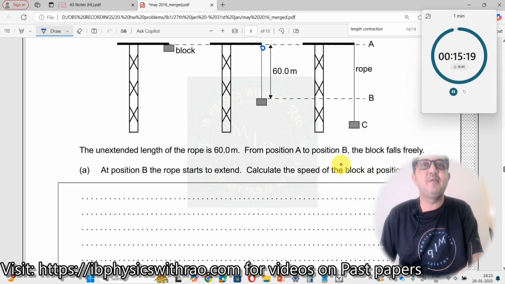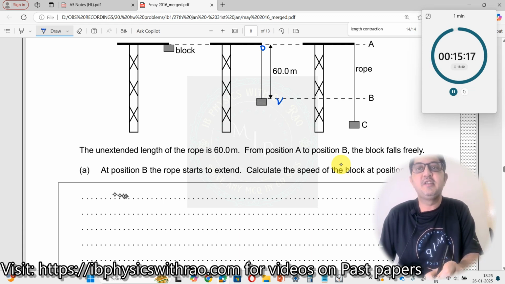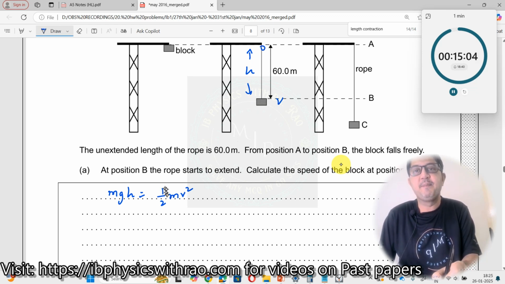So what is the velocity at this point? So how do we do? Simple. mgh is equal to half mv square, right? What is the height? Height is this height. Whatever was the height of this block here, from here to here it has come, so this should be equal to half mv square. So this m and m goes away, so you have v square is equal to 2gh.